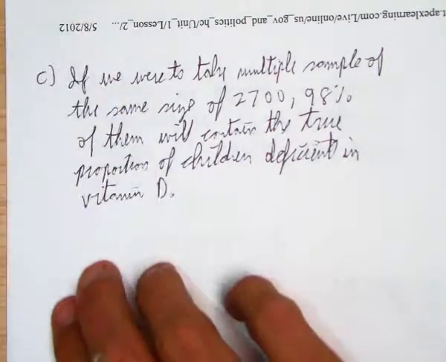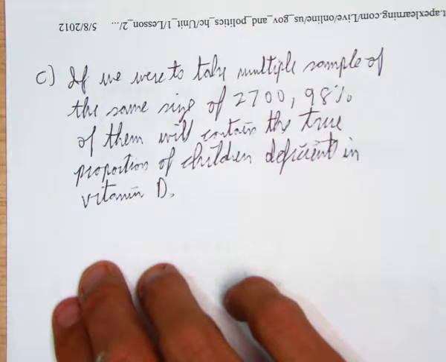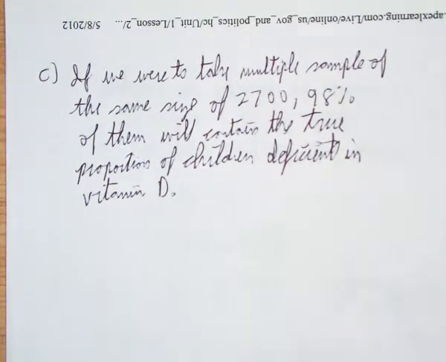You know, so if we take 1,000 samples, we expect 98% of them. If we take 1,000 samples of 2,700 and they're random, we expect 98% of them to contain the true proportion of children that are deficient in vitamin D.